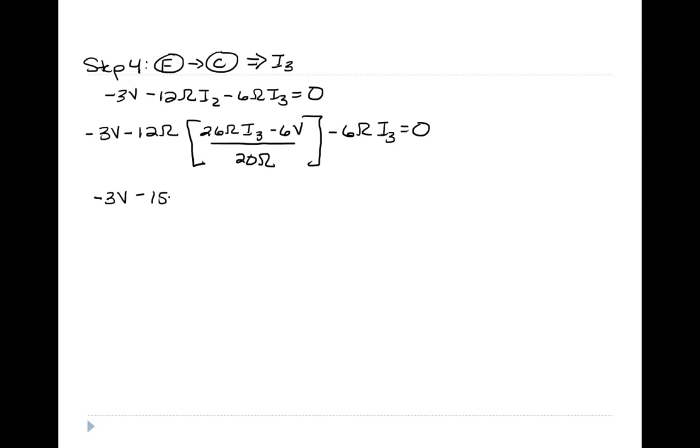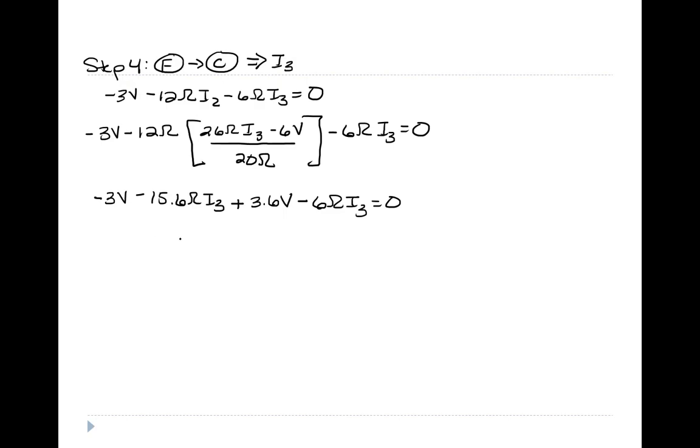That works out to be negative 15.6 ohms times I3. We also have another term that is negative 12 ohms times negative 6 volts divided by 20. Negative times a negative will give us a positive number. The units of ohms will cancel, and that leaves us with plus 3.6 volts. That takes care of the parentheses. I have a minus 6 ohms I3 that I need to bring along, and now I can solve for I3.